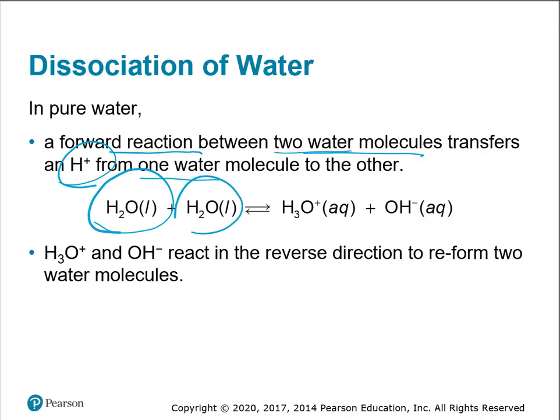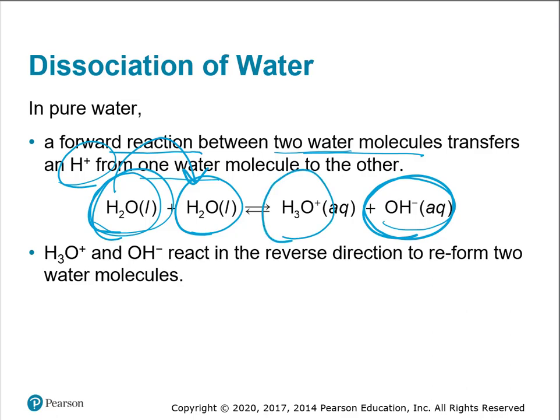If I've got water and water, obviously one of them will donate a proton to the other. So one water molecule will be left with one less hydrogen, which would be our hydroxide, and the other water molecule will grab that H and will be H3O+. The hydronium and hydroxide react in the reverse direction to reform two water molecules.